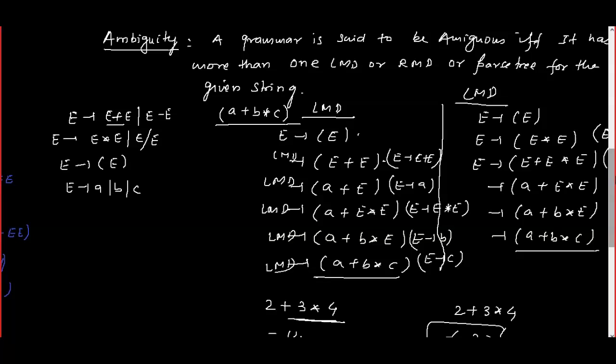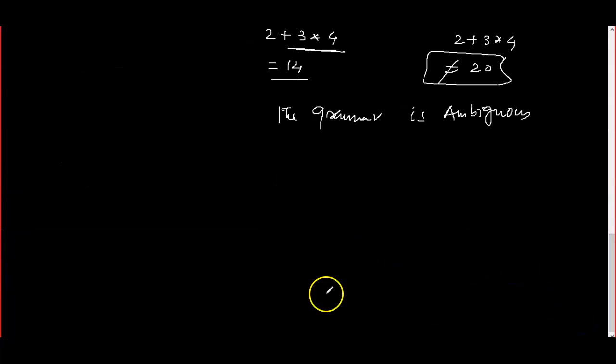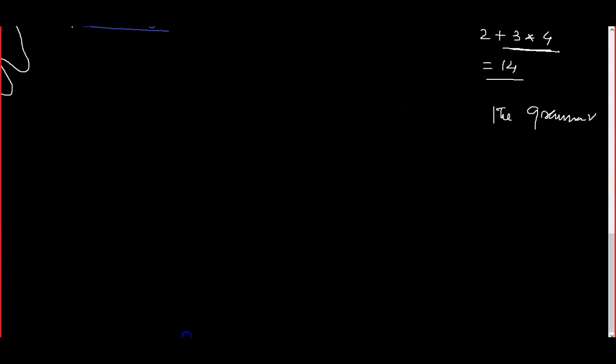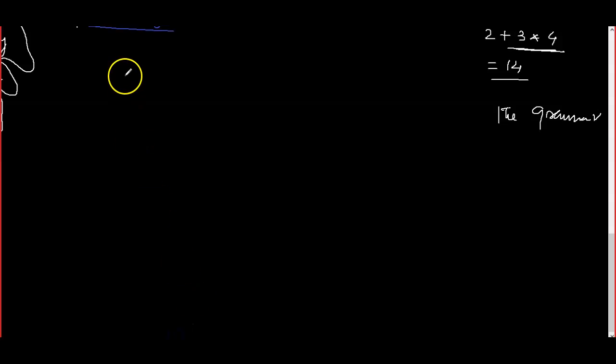One more question I will do. The question is: check whether the grammar is ambiguous or not. S is given as iCtS and another production iCtSeS, and S is a and C is b. This one I have to check.